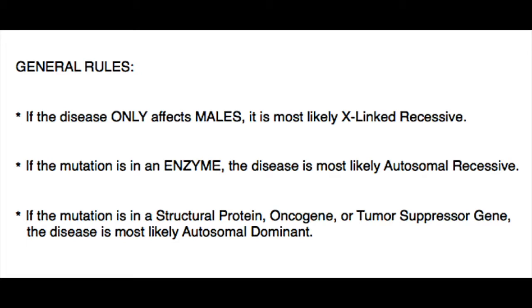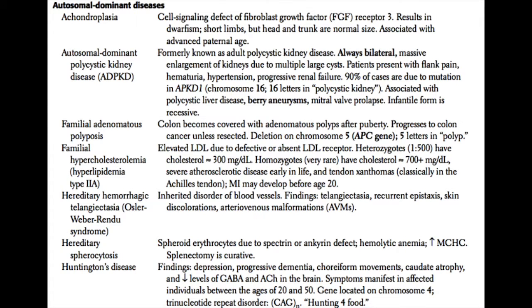If the mutation is in an enzyme, then your chances are that the pattern of inheritance is going to be autosomal recessive. It's not always true, but it's a good rule of thumb. The reason is that for an enzyme, as long as you've got one good copy, the cells can normally function properly. If the mutation is in a structural protein, or an oncogene, or a tumor suppressor, then the likelihood is that it's an autosomal dominant pattern of inheritance, and the reason is that just one bad copy is enough to cause the disease.